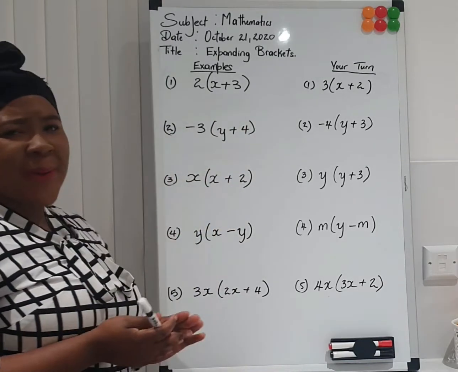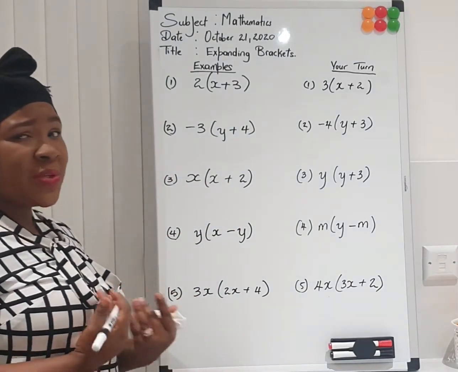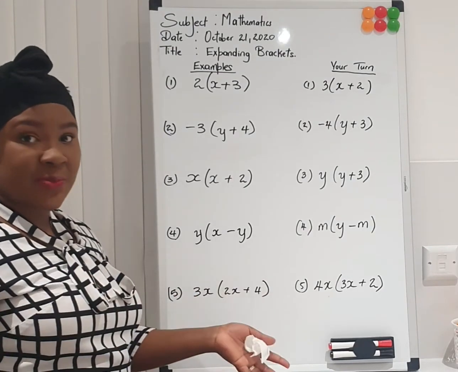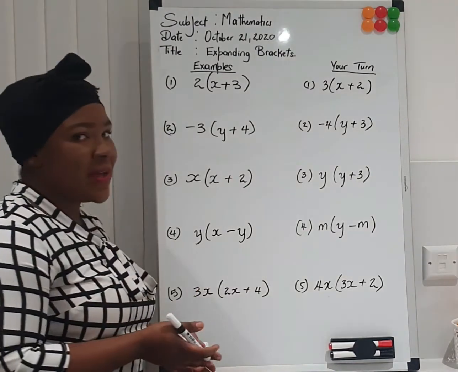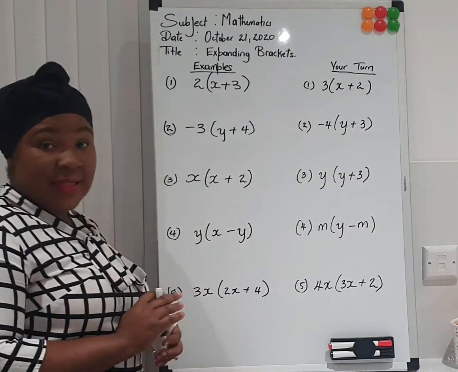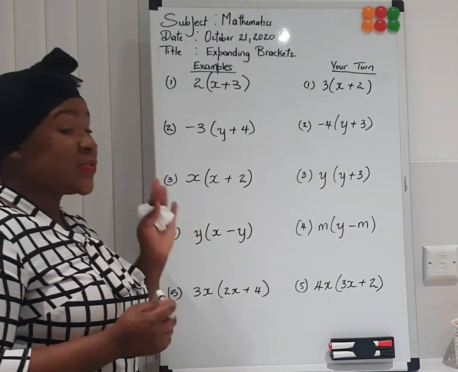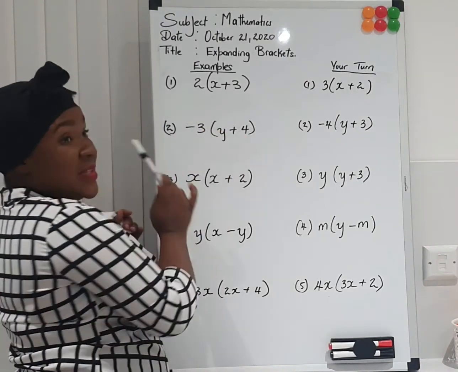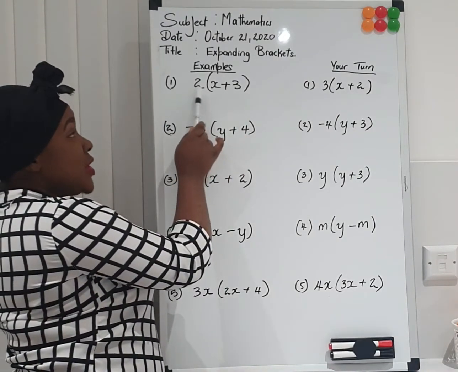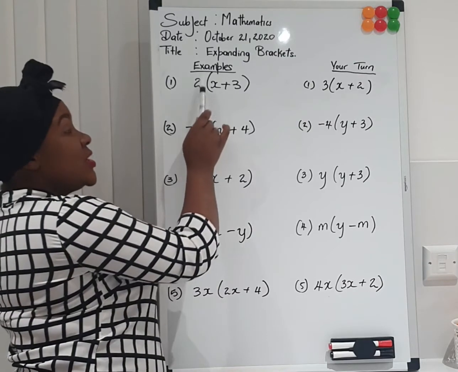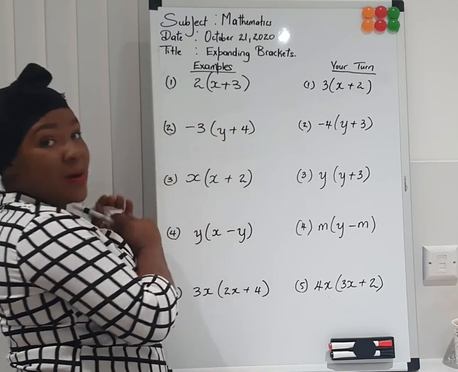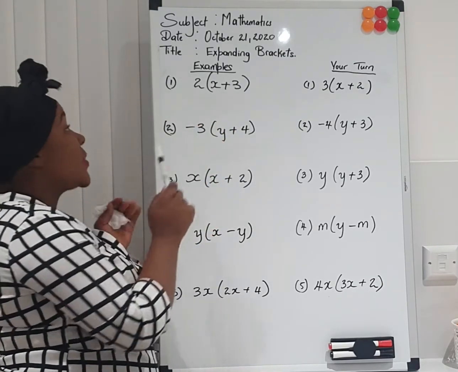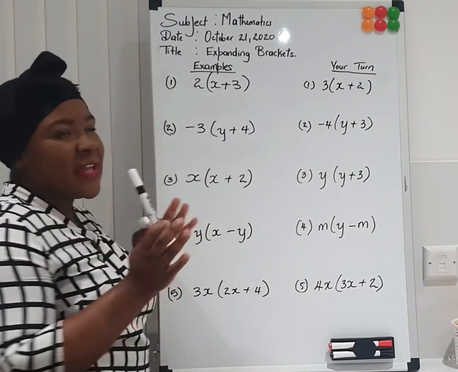So when we say expanding brackets, what we actually mean is that we are removing those brackets. No bracket will be left when we write our final answer. So our aim is to remove those brackets. And these brackets here tell us that we're going to use the number on the outside, which is our 2, to multiply each term on the inside. Alright? So let's give an example.